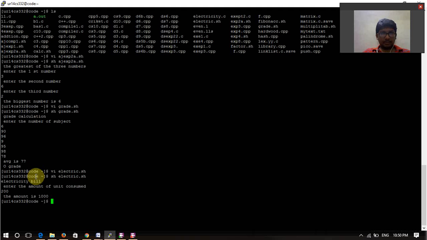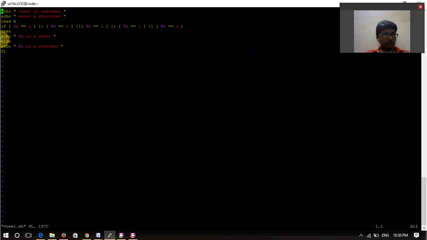And the fourth one is vowel or consonant. You need to check whether it is a vowel or consonant. See, this is my program. Echo vowel or consonant. You need to give a character. This read n will read the character which we have given.